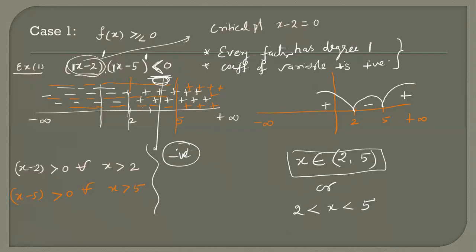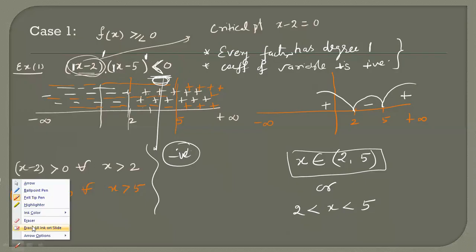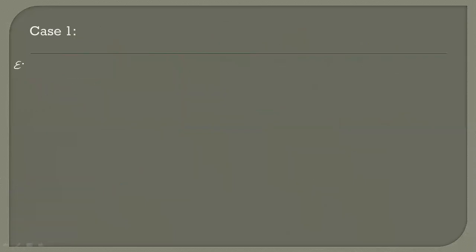Now see the second question. The second question is based on this case only. I'm going to solve one more question for you, a second example for more understanding: (2x minus 3)(x minus 5)(x plus 5) greater than or equal to 0. Now how do you solve it?